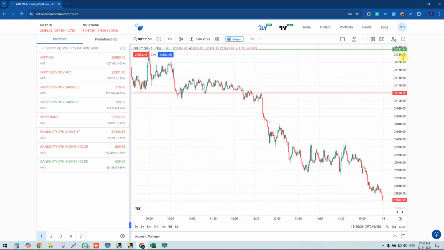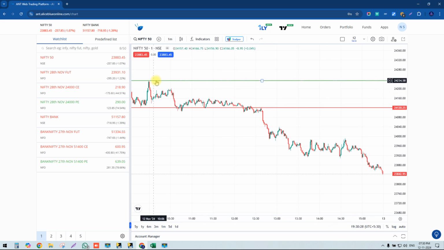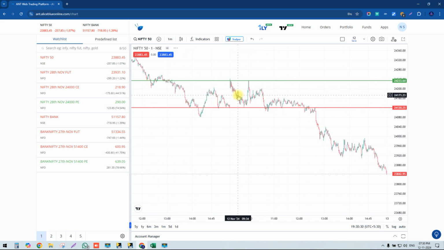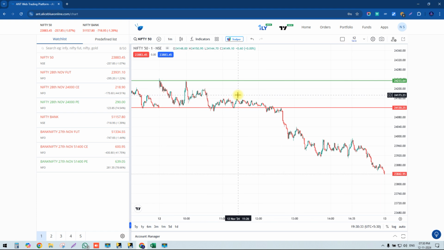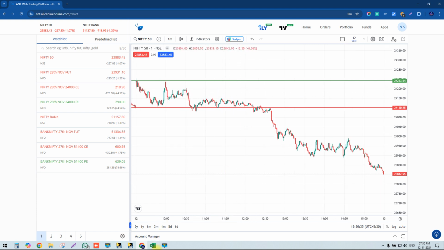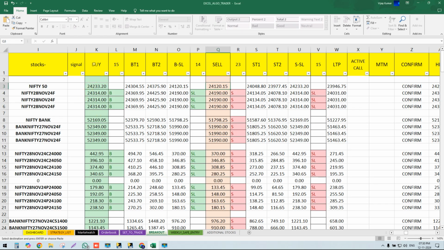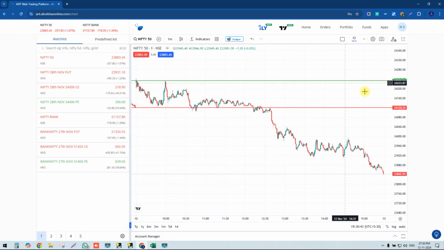Yes guys, this was our breakout strategy. I have marked everything now. Our breakout strategy buy was at 24,233. I've marked it here, 24,233, and the sell was generated at 24,120. Green indicates buy and red indicates sell.